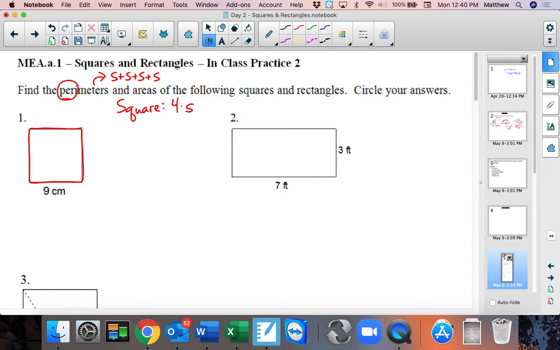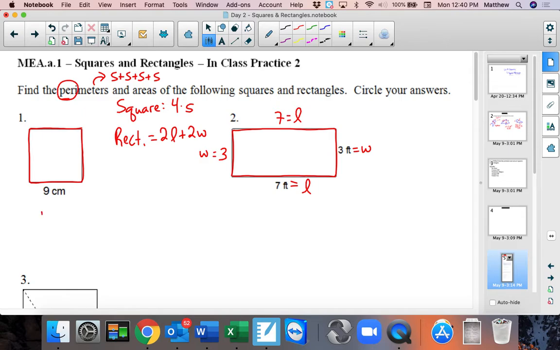For perimeter, for a rectangle rather, we're still going around, but now all my sides aren't the same like they are for a square. So I've got 2 sides that are the same. This is 7, and this is 3. And we can label it, maybe this would be length, and this would be width. So for a rectangle, perimeter would be 2 of my lengths plus 2 of my widths. Okay? So let's do perimeter first.